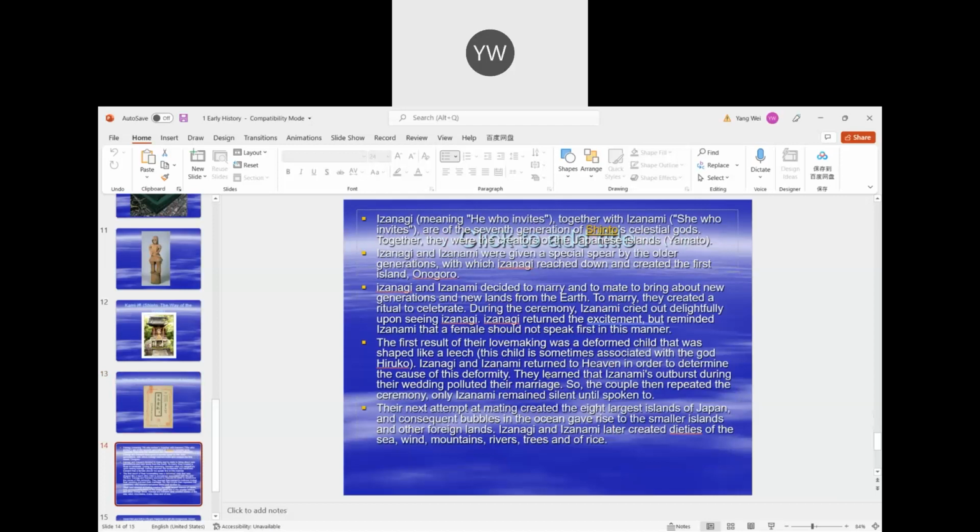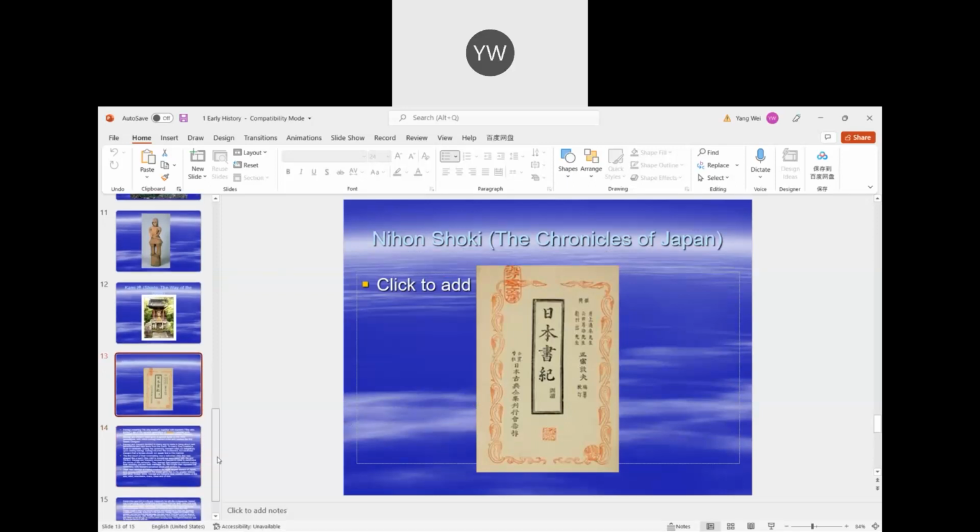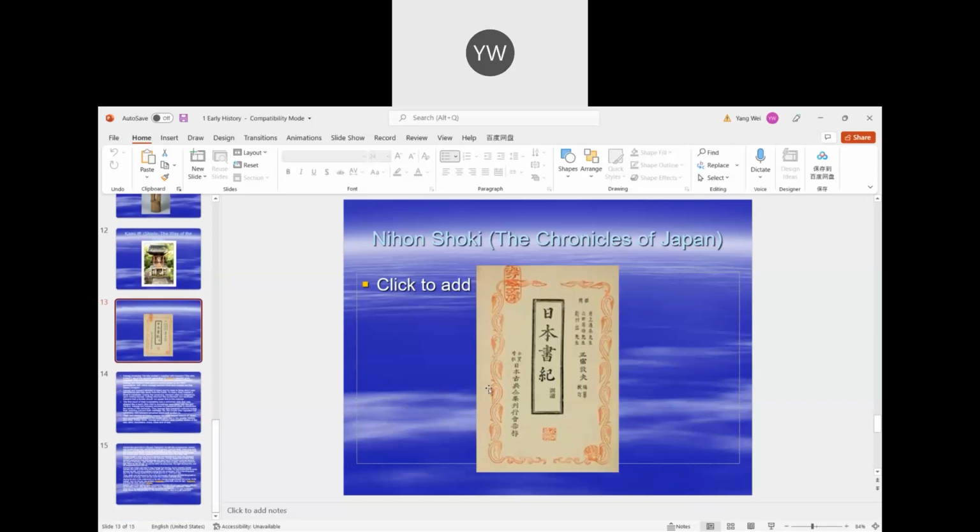The two gods basically got married and then mated. And then accidentally, the male god created some water drops or crystals from his spear. Those water drops, when they dripped down to the ocean, became the Japanese islands. So that's how the Japanese islands were created. And then the two gods also produced early humans. That's the mythology provided by Nihon Shoki, one of the earliest written records about Japan. So that's the story of the beginning of Japanese civilization.